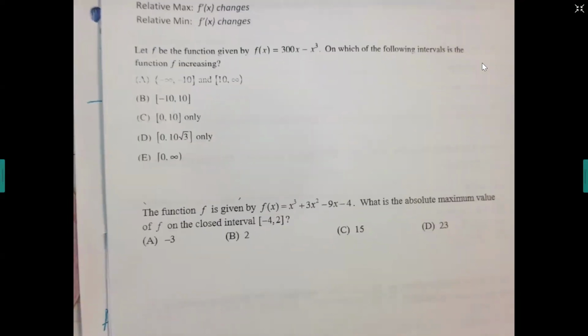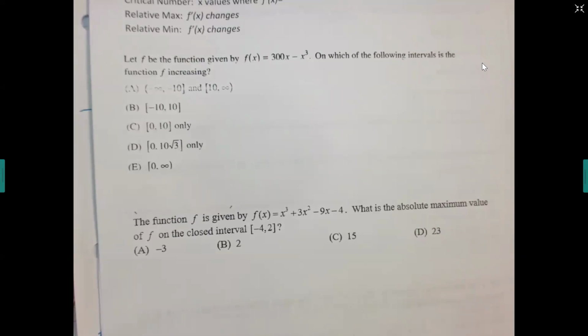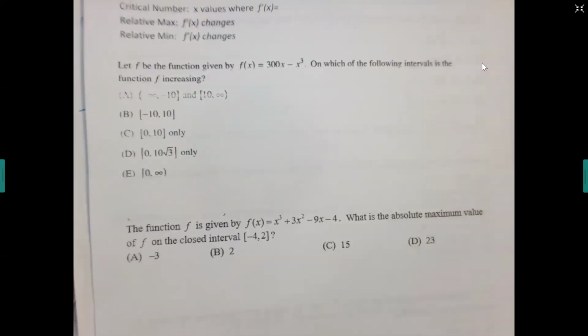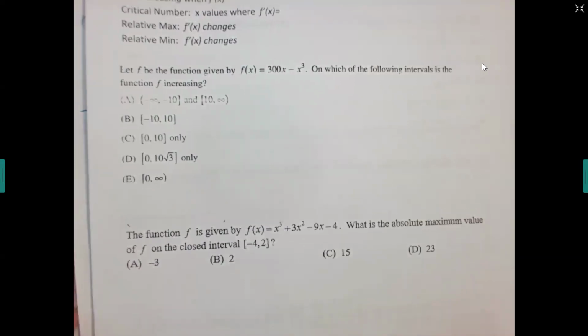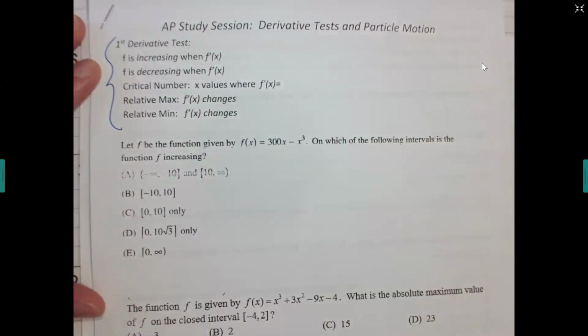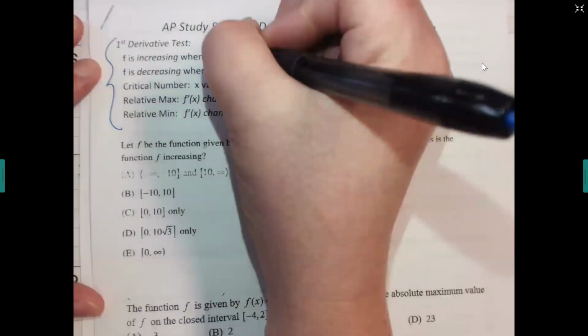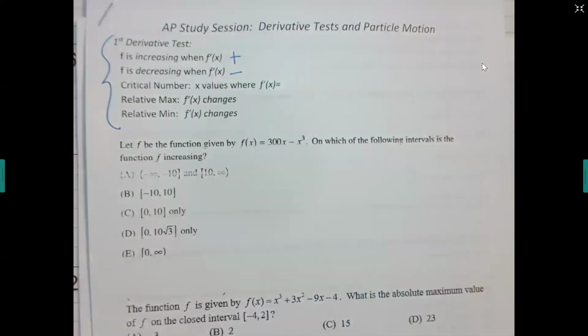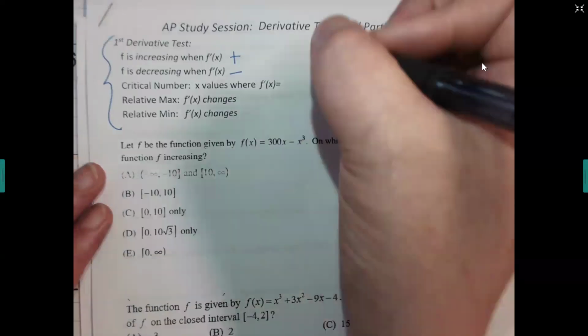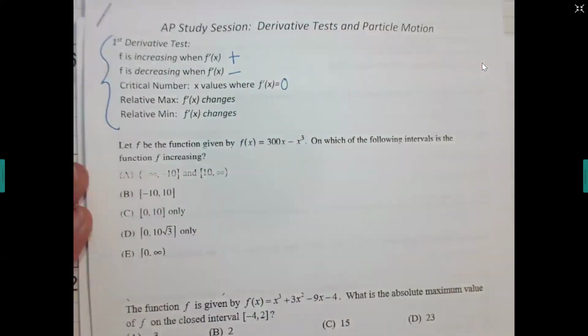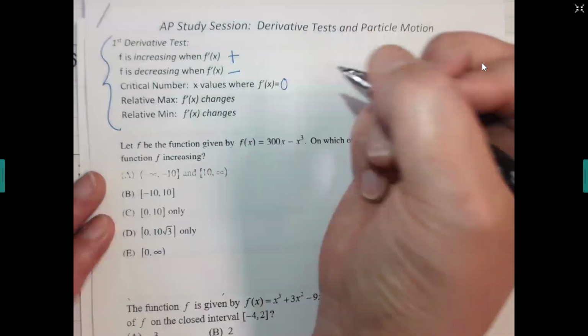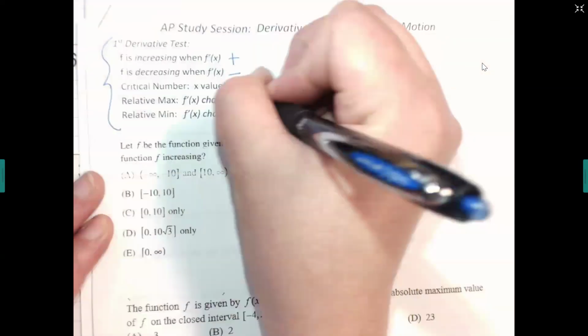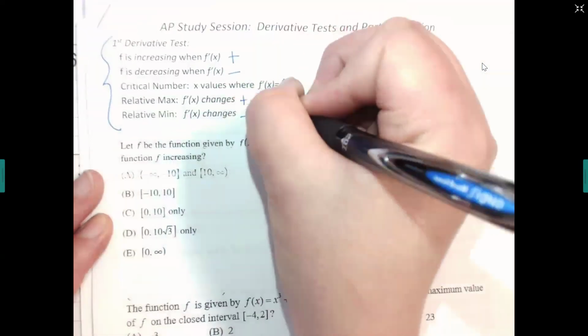So today we're just going to cover the first and second derivative tests. We did all of this long ago, but let's see what we remember. For the first derivative test, f is increasing when f prime is positive. f is decreasing when f prime is negative. Critical numbers are where the derivative is 0. And then how do I know that I've found a max? How does f prime have to change sign? Plus to minus, versus a min would be minus to plus.